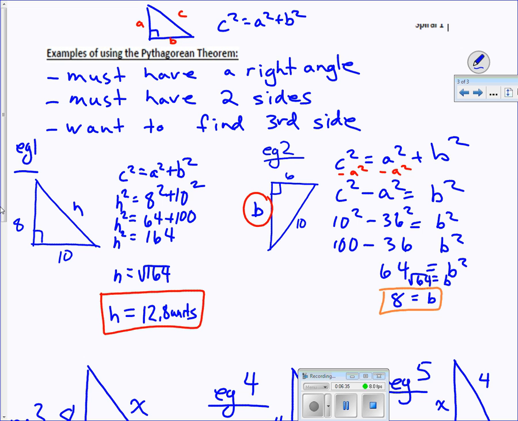Now, equation 1 is how you solve for a hypotenuse, and example 2 is how you would solve for a side. So this would be finding a side.